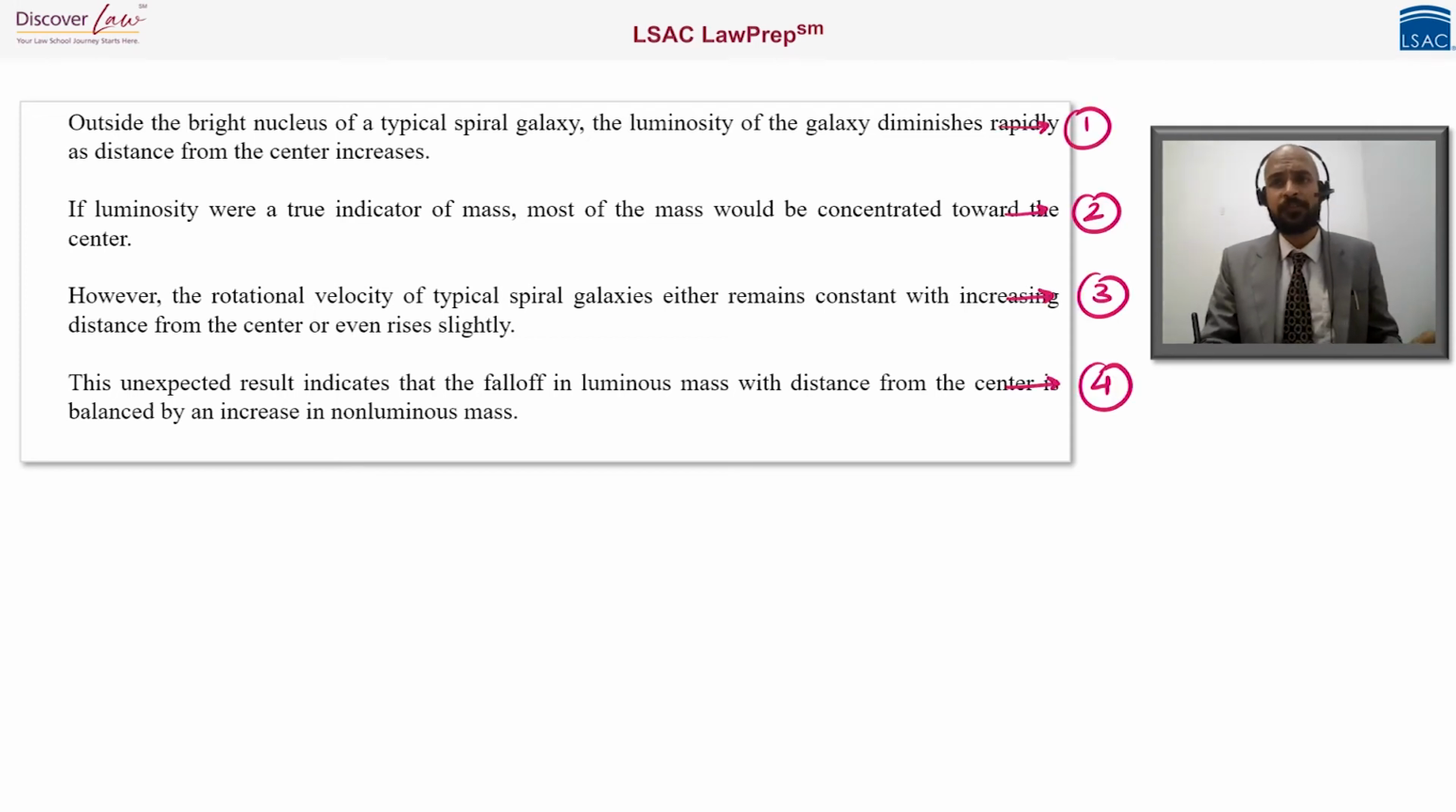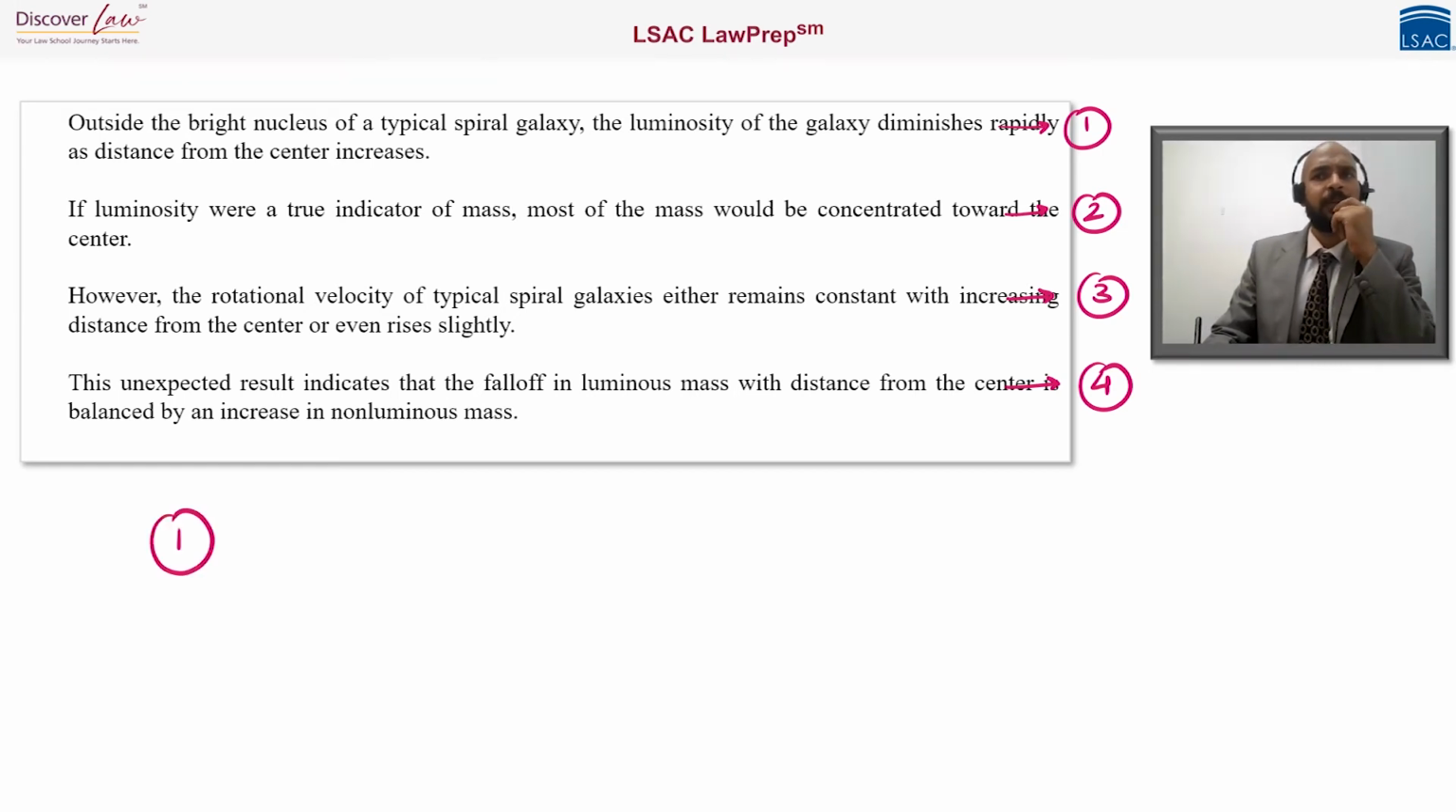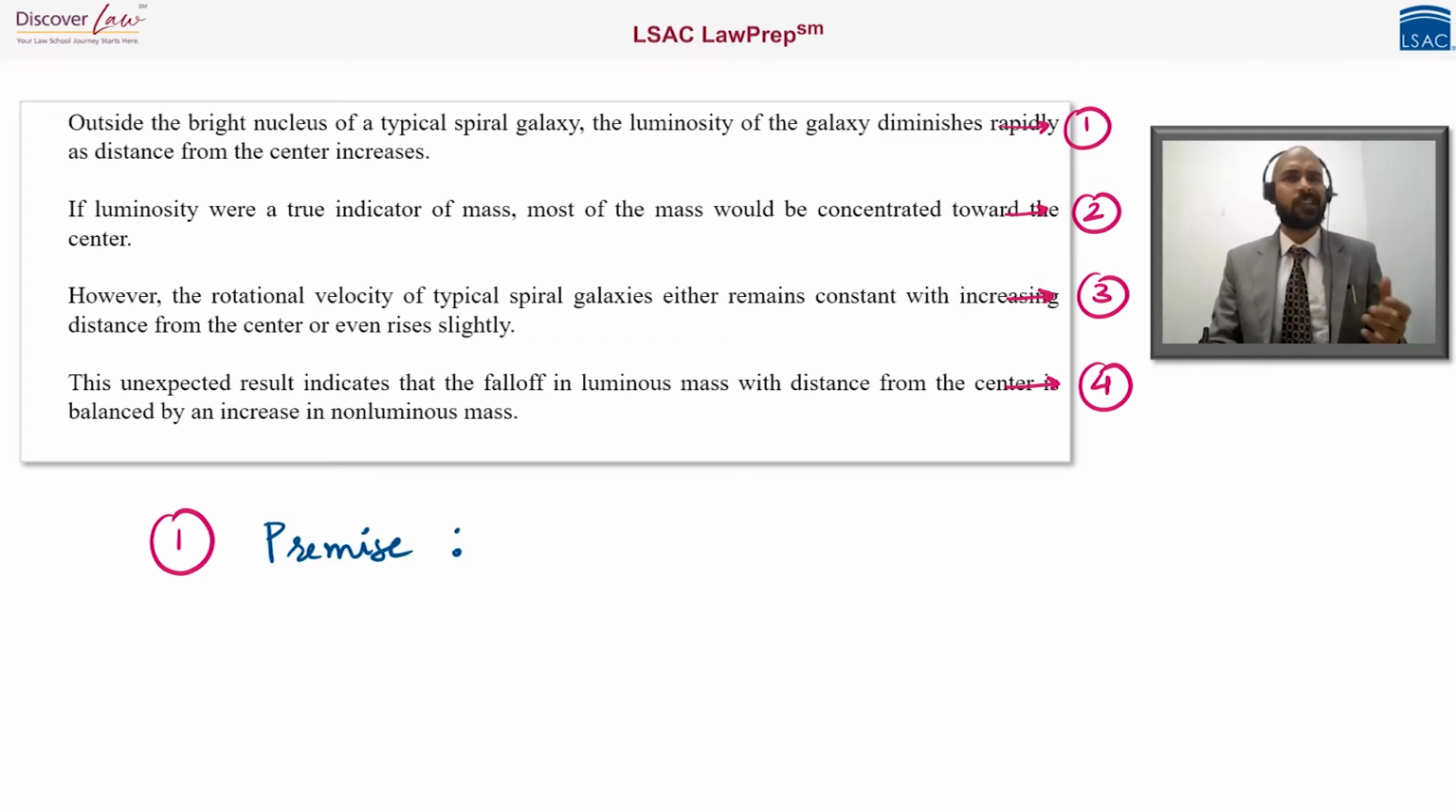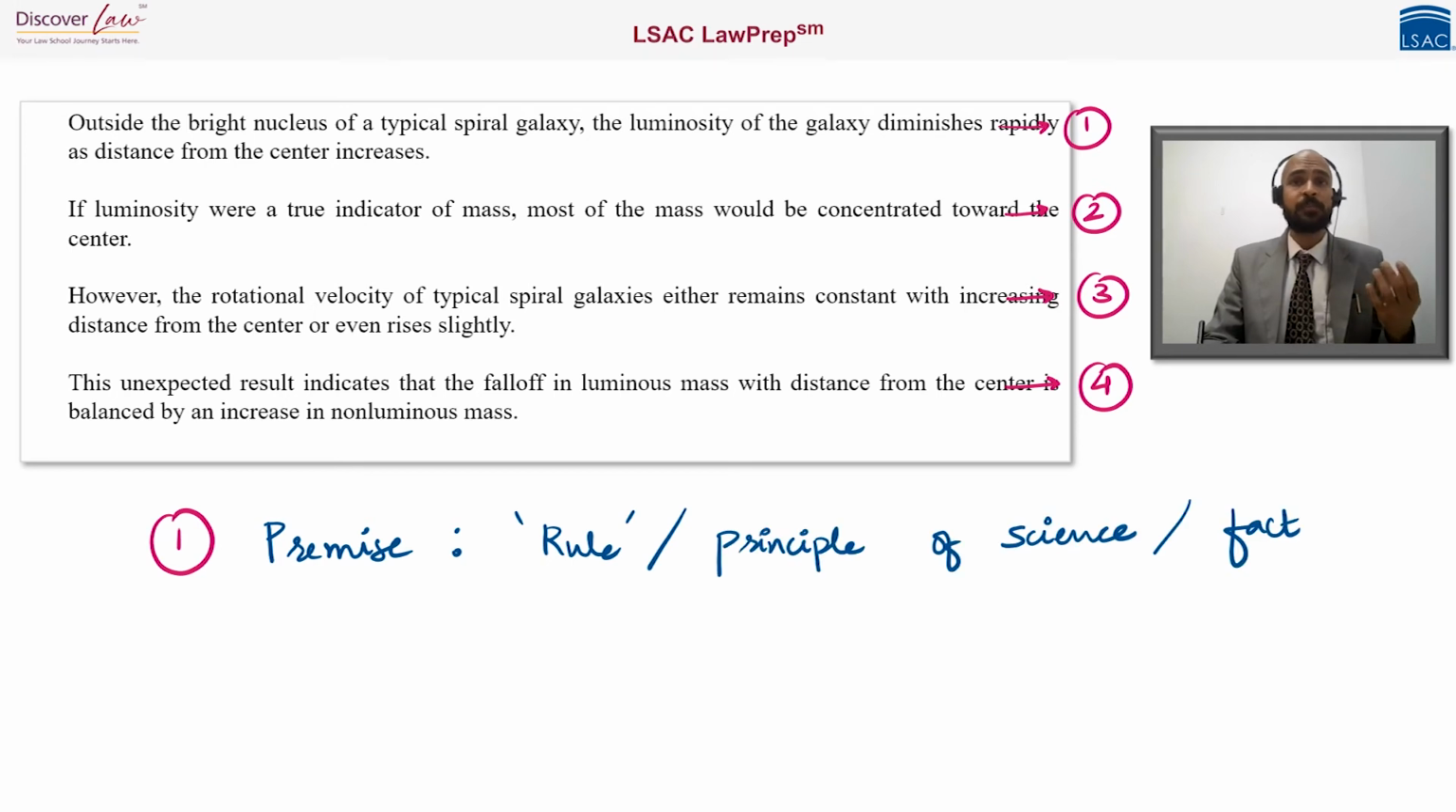For the sake of clarity and ease, let me mark them as 1, 2, 3, and 4. Let us begin by looking at the first statement. It says, outside the bright nucleus of a typical spiral galaxy, the luminosity of the galaxy diminishes rapidly as the distance from the center increases. You can see that it is giving you a premise, not a conclusion. It's kind of giving you a certain rule or some principle or some law of science. So you accept it as a premise. For now, let's keep only that much because, like I said, we are not science students. We don't understand that. Let's go ahead.